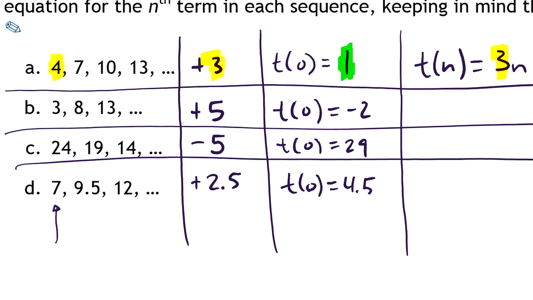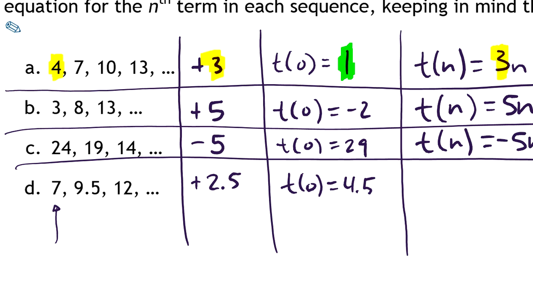So let's just go ahead and write the rest of these. For the next one, t of n would equal 5n minus 2. And then t of n would equal -5n plus 29. And then finally, t of n would equal 2.5n, and then plus 4.5. Well, there we go. Those are our 4 explicit rules.